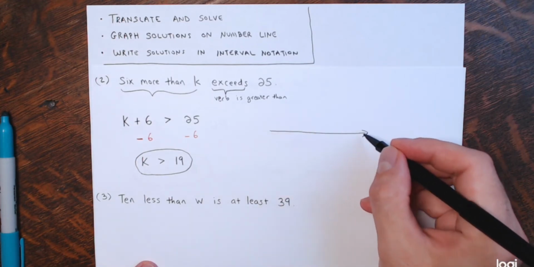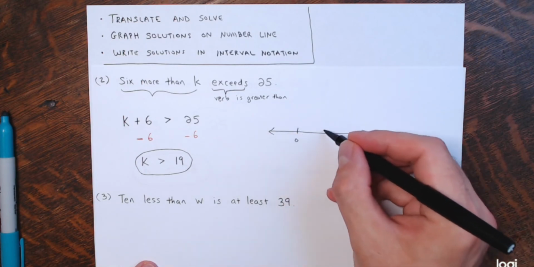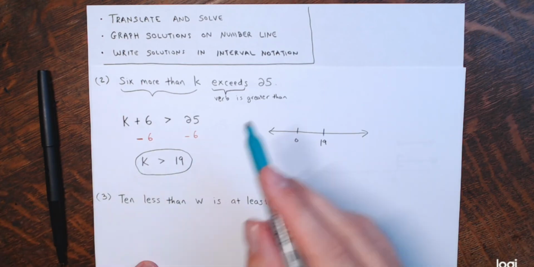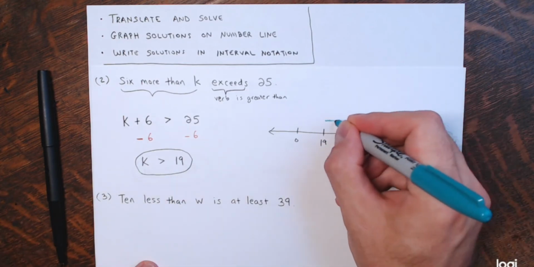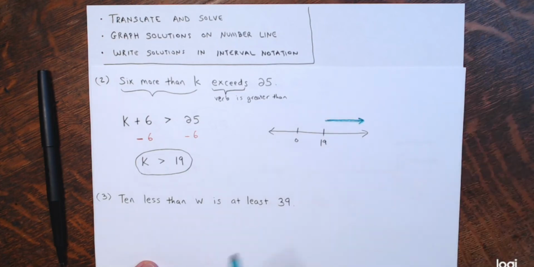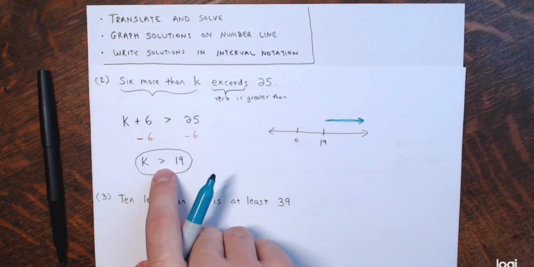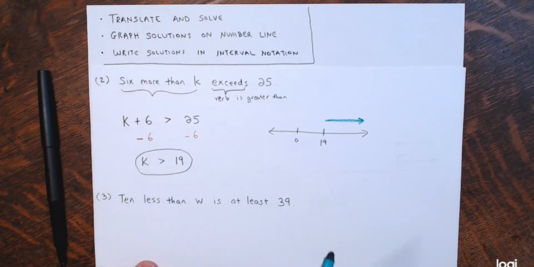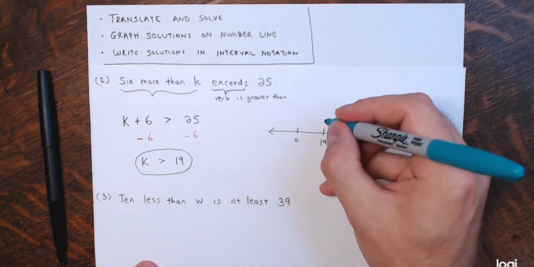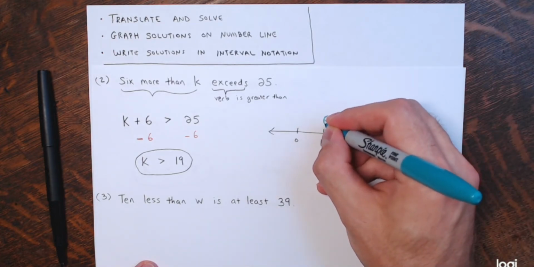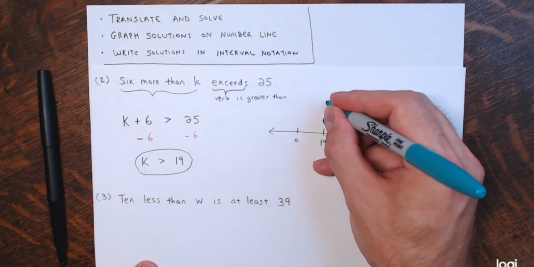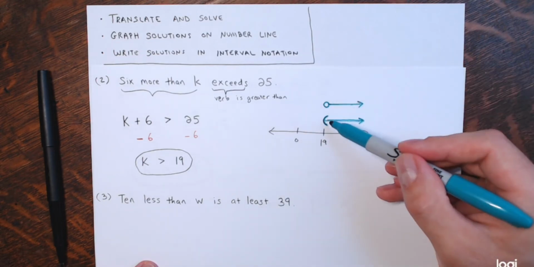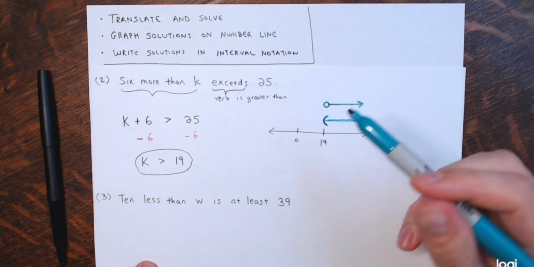And then the graph on the number line. Here's 0, 19 would be to the right of 0. And we're only pointing out the numbers greater than 19. Here are all the numbers greater than 19, to the right of 19. But not including 19, right? 6 more than 19 is 25. It doesn't exceed 25. So to indicate that 19 is not a solution, I put a parenthesis here, or an open point. You might see in other books something like this with an open point. Now, I'm just going to use the parentheses or the brackets in the future. Right?